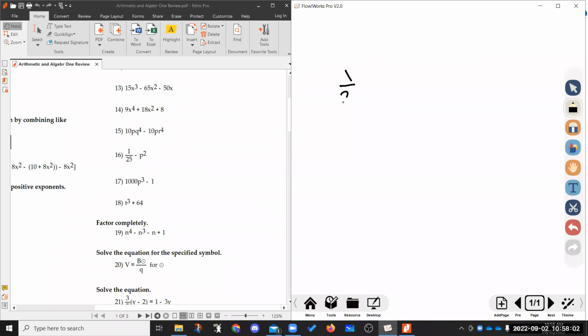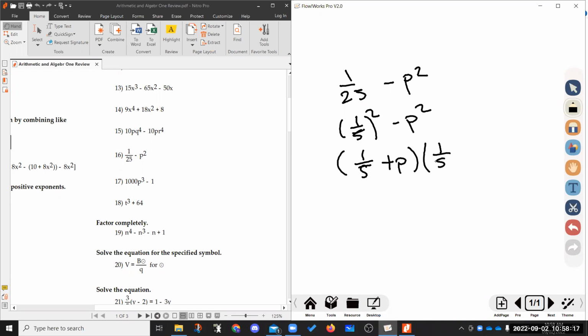Now we have 1/25 minus p squared, which is 1/5 to the 2nd power minus p to the 2nd power. It's a difference of squares. So this is going to be 1/5 plus p times 1/5 minus p.